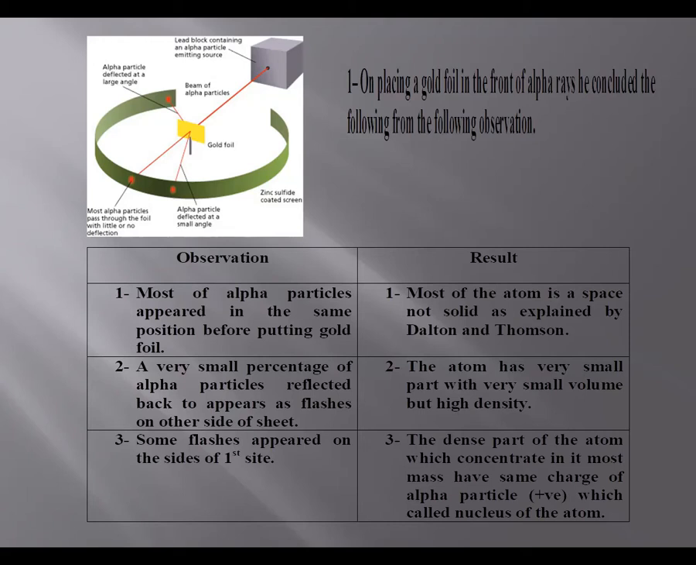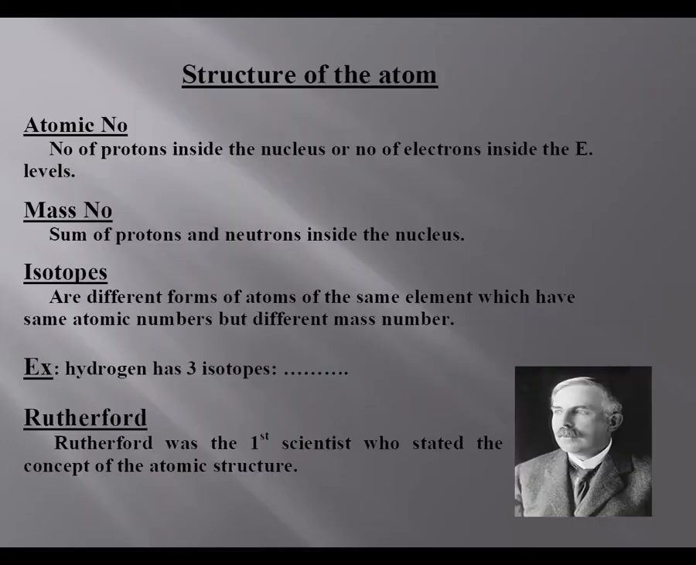High density means high mass. Number 3, some flashes appear on the sides of the first site. This means that the dense part, which is found in the middle and in which most of the mass is concentrated, has the same charge as the alpha particles. Since alpha particles are positively charged, the high mass object is a positively charged particle, which is known as the nucleus.